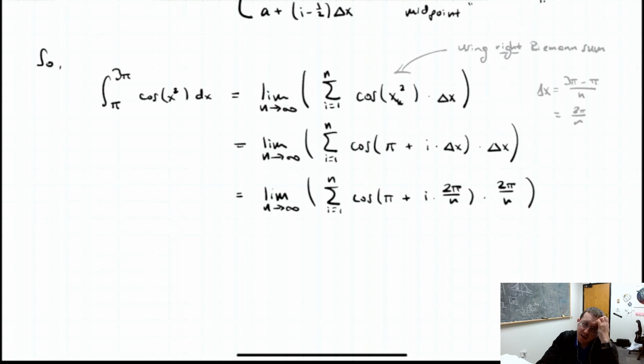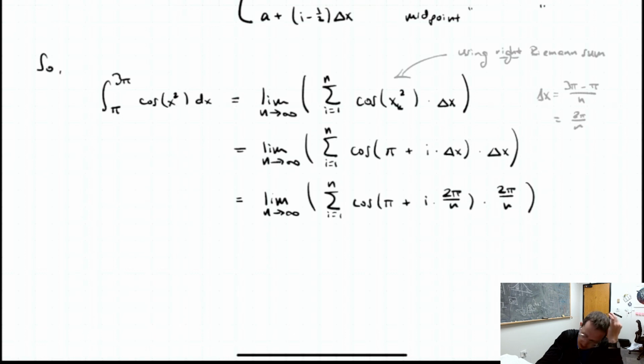Yeah, cosine of x squared does not have an antiderivative in terms of functions that you've probably heard of, elementary functions. I'm looking at Wolfram Alpha, which is telling me that it has an antiderivative in terms of a function called the Fresnel C integral. So basically someone just made up a name, I think, for this antiderivative.